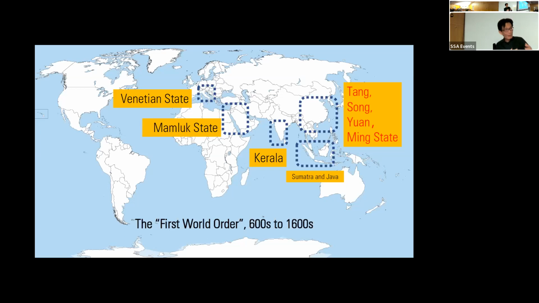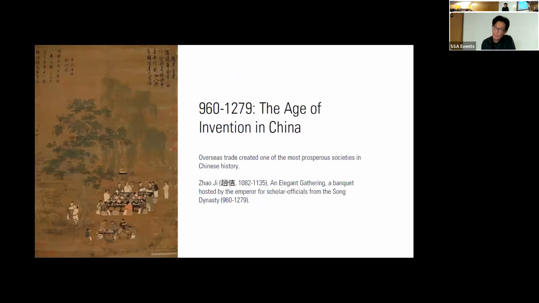And we will be looking at a string of dynasties in China in that era, the Tang and the Song, the Yuan and Ming. Those are dynasties that thrived at the time. Around that time, particularly in the Song Dynasty, 960 to 1279, you can describe it as a Chinese age of invention. There was a huge amount of technical invention, technologies and material use, and many of them can be traced back to that era.